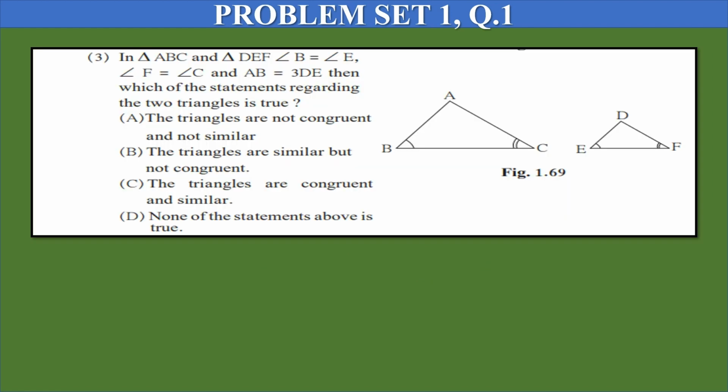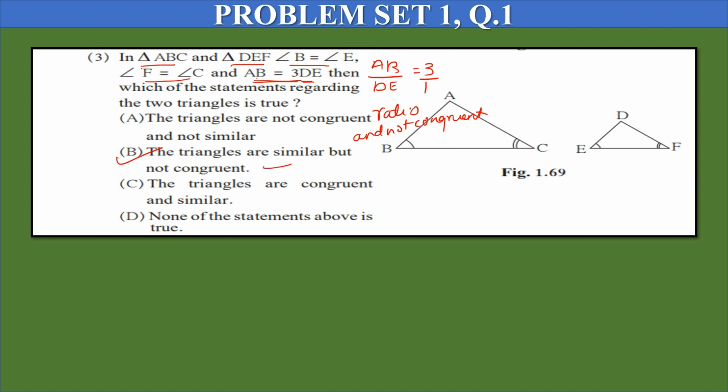Question number 3. In triangle ABC and triangle DEF, angle B is congruent to angle E and angle F is congruent to angle C. So here side AB is equal to 3 times DE. So here AB upon DE will be equal to 3 upon 1. That means the sides are in ratio, and not congruent. Therefore, the correct option will be the triangles are similar but not congruent.